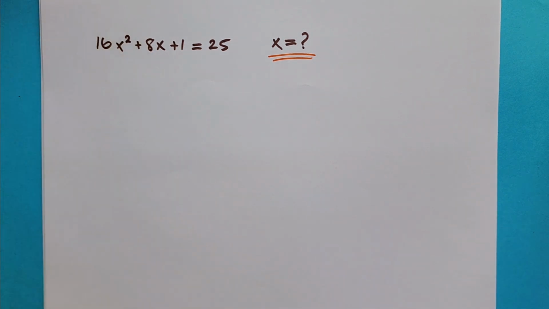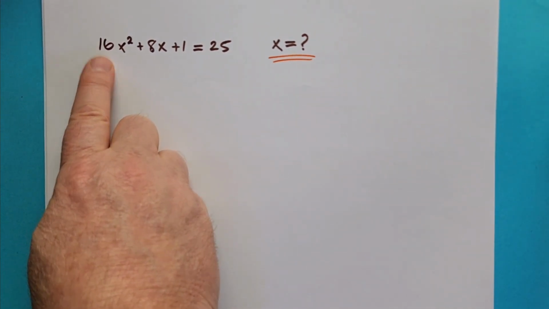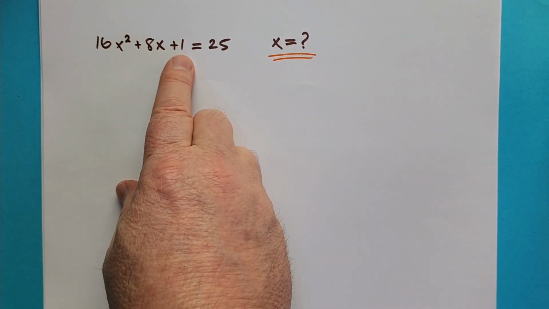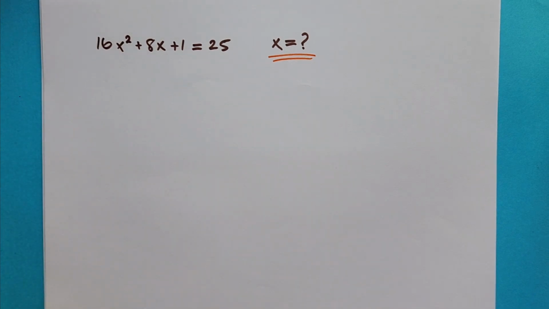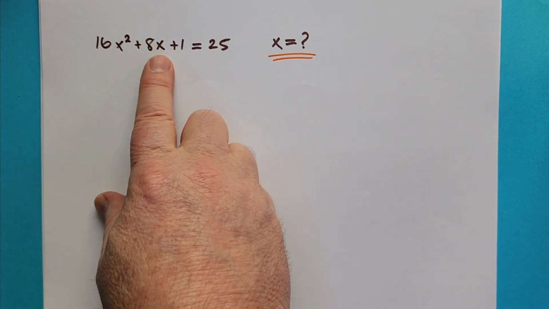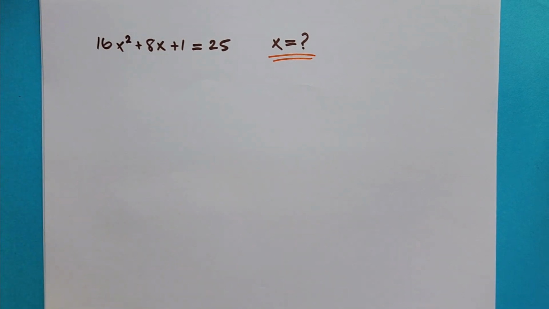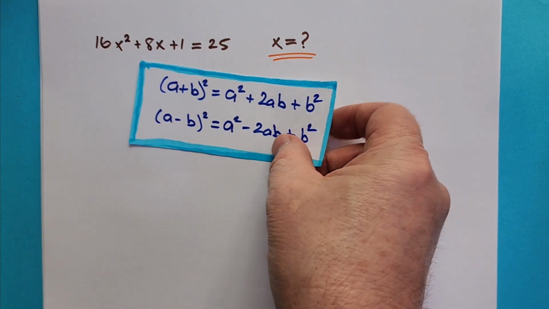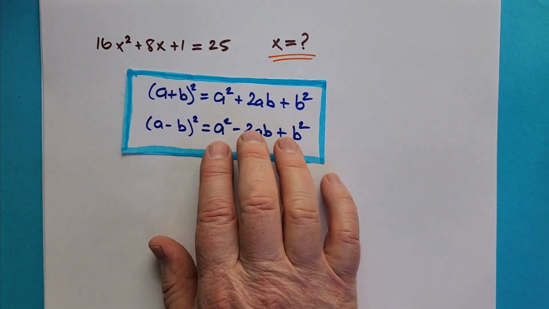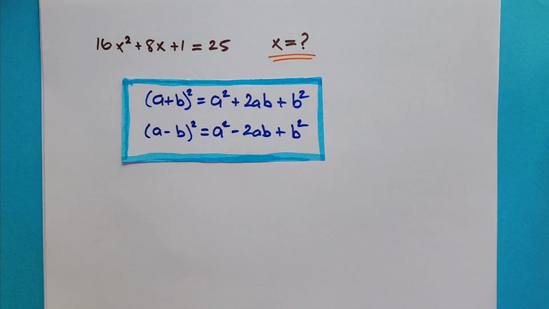The 16x squared plus 8x plus 1. Well, if you look at the coefficient 16 and the constant 1, they're both perfect squares. So if the middle term is 2 times the things that we squared to get those numbers, then we actually have what's called a perfect square trinomial. So what I'm referring to is these formulas from polynomials. These are the formulas for squaring a binomial. So this is what perfect square trinomials look like. They are squares of binomials.